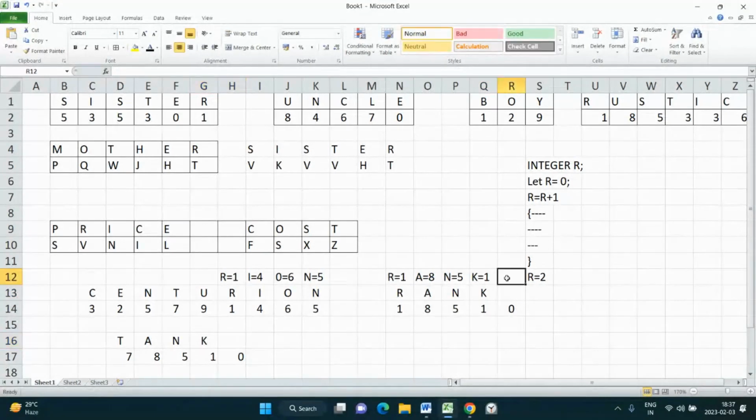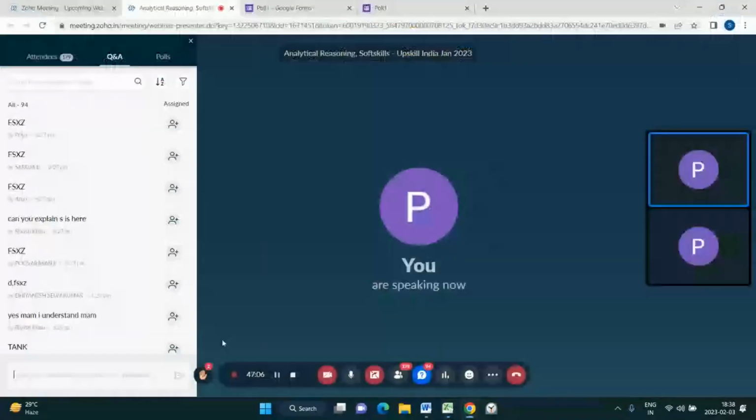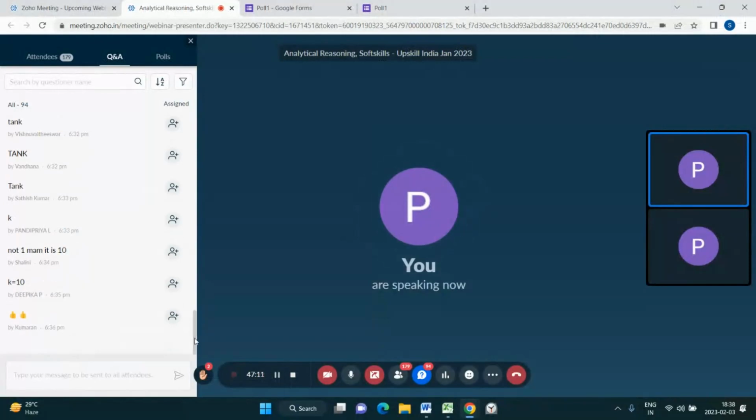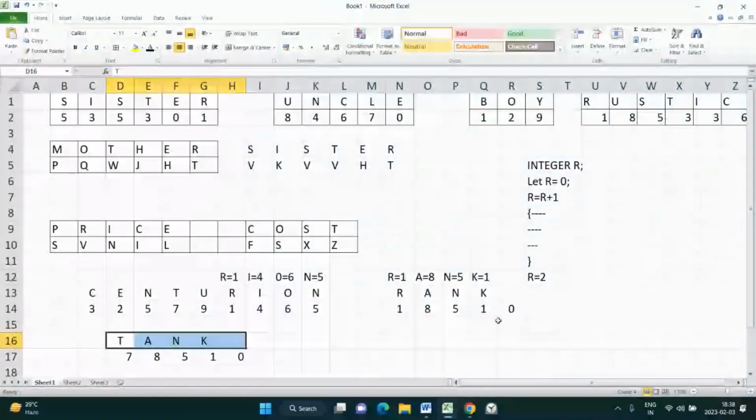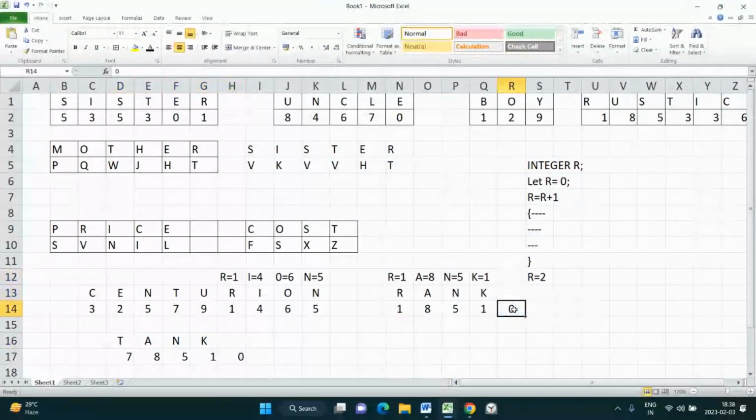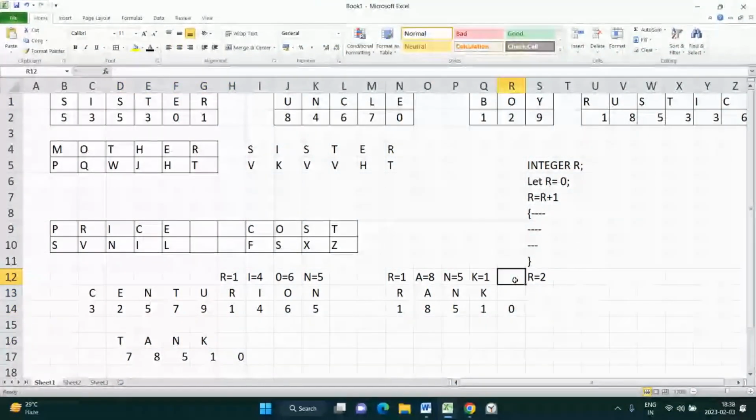Anyway, 0 has no value. I don't want to consider this. So the answer is tank. Most of you have given the answer. Very good. Excellent. So I am not taking that. I can also reject this. I can also eliminate this. This is also called elimination. While you are coding, you can also do elimination.